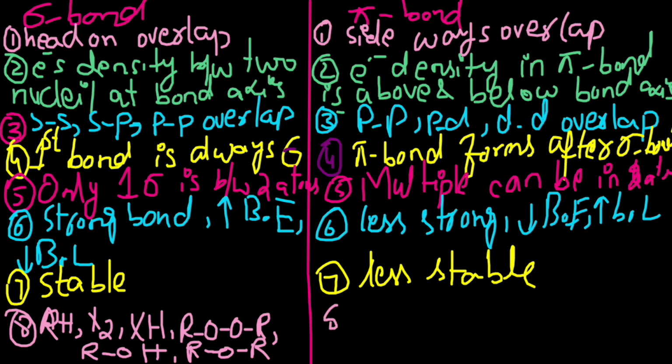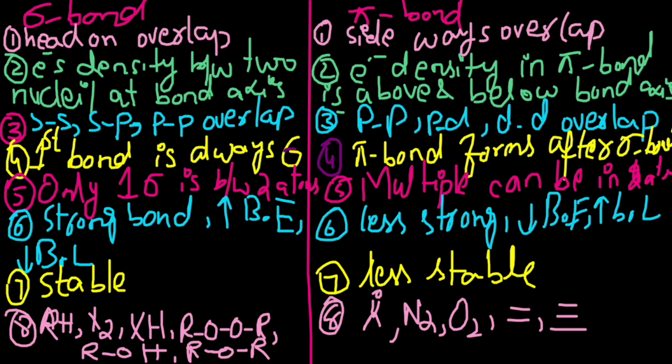While the examples involving the pi bond are all of the carbonyls, either these are the carboxylic acids, aldehydes, ketones, acetamides, acid halides, acid anhydrides. All of the molecules involving the carbonyl group have the pi bonding. Moreover, nitrogen molecule, oxygen molecule, alkenes, alkynes, these involve the pi bonding.